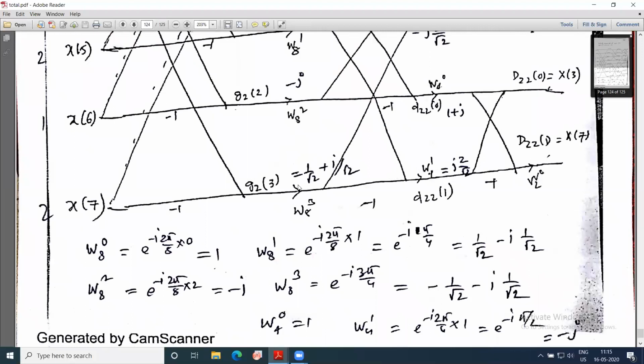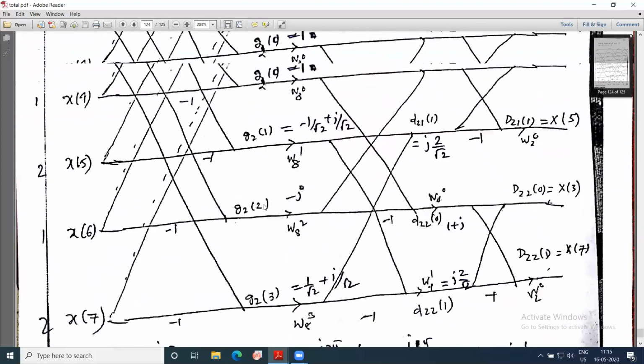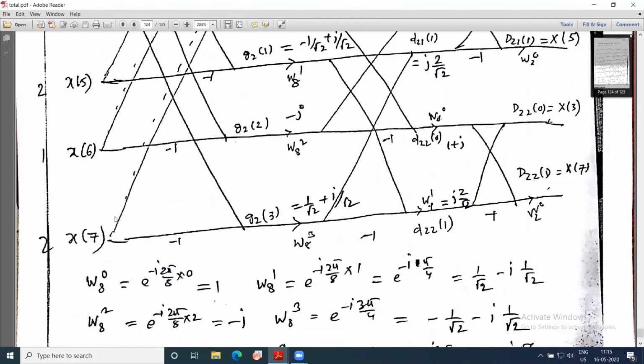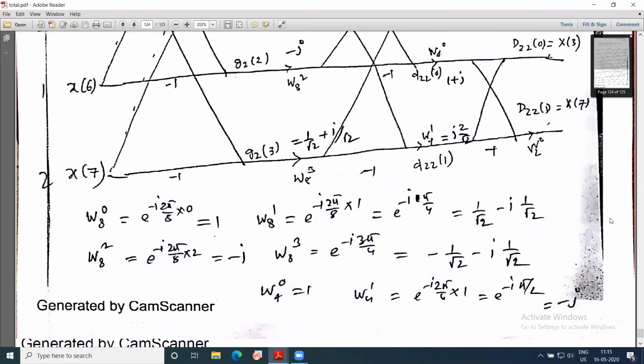Now, if I write G2 of 3, G2 of 3 means again x3, this is minus x7, and this will be multiplied by W83. So at this stage, the value will be 1 by root 2 plus j by root 2. This is because if you look at this, this is 1, this is 1, this is equal to 2, 1 minus 2 equals minus 1, minus 1 multiplied by W83. W83 is equal to minus j by this value. So minus of 1 multiplied by this will be equal to 1 by root 2 minus j by root 2. Is it all right? Yes.